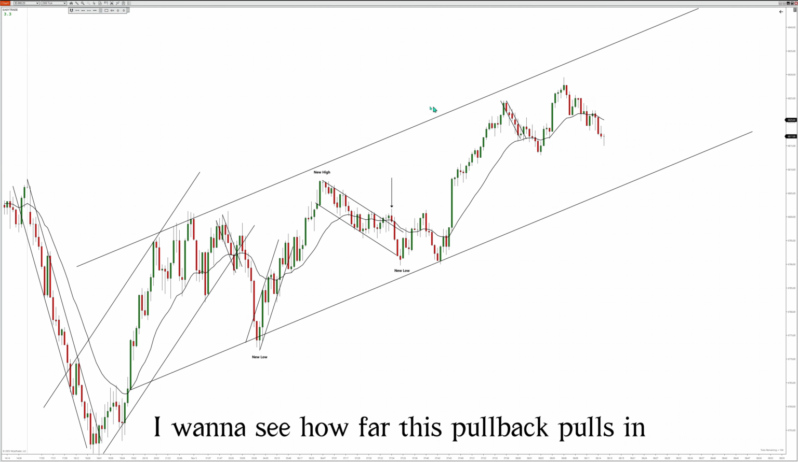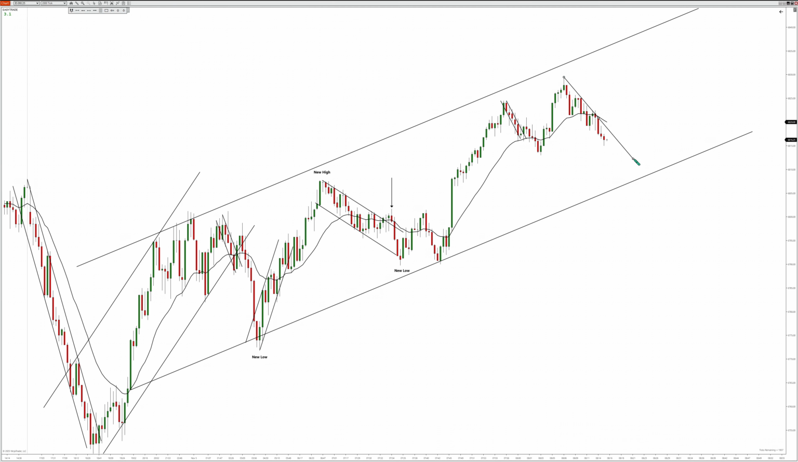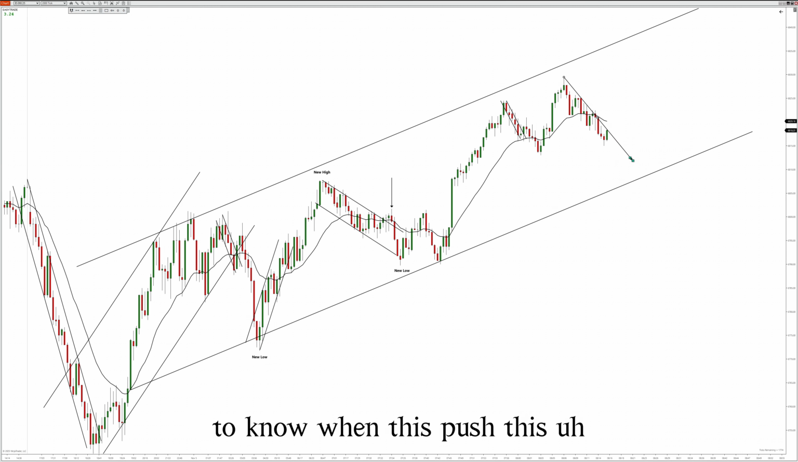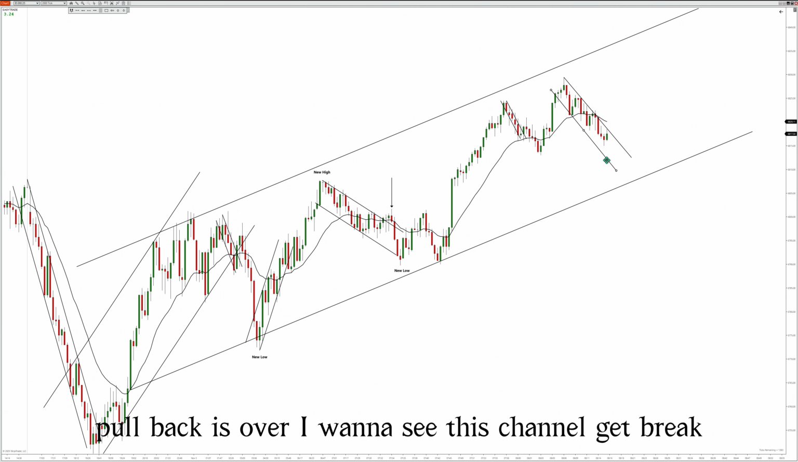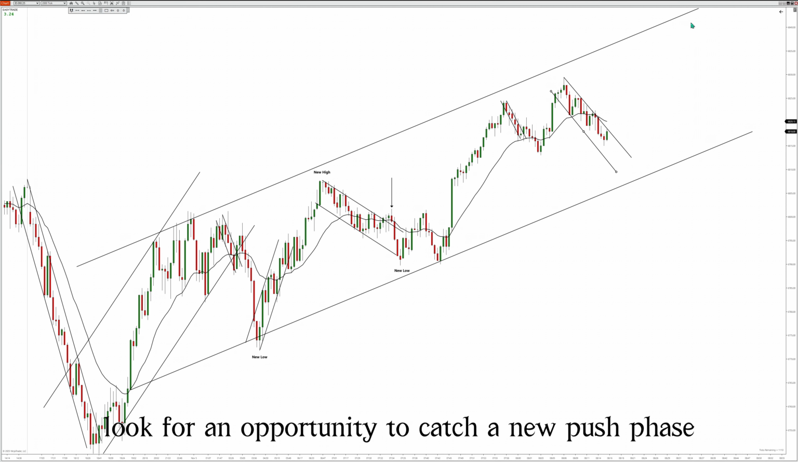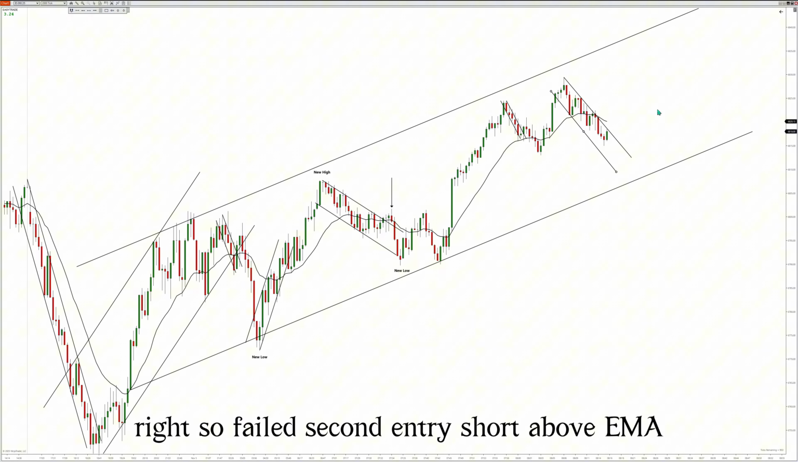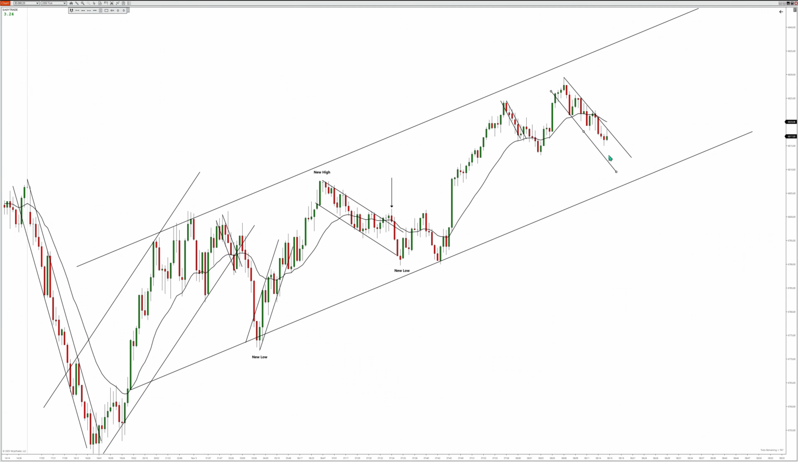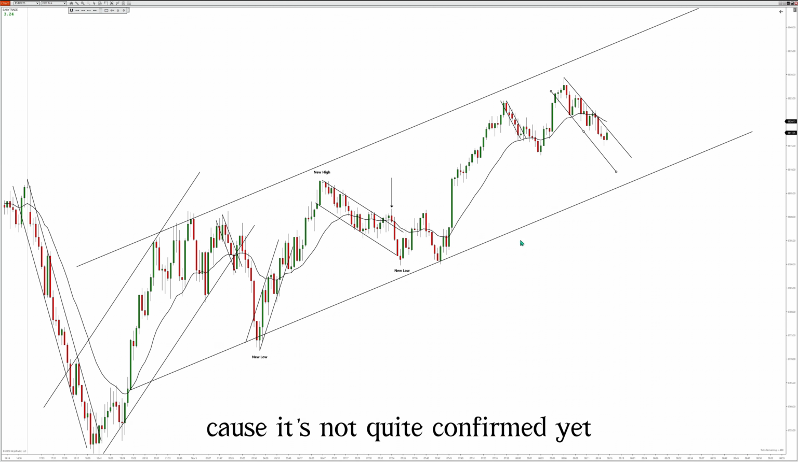I want to see how far this pullback pulls in. Probably draw something like this to know when this pullback is over. I want to see this channel get broken, push a new low, and then look for an opportunity to catch a new push phase, right? So a failed second entry short above EMA. That's pretty much it. You don't really want to take a second entry long off of this key entry point because it's not quite confirmed yet.